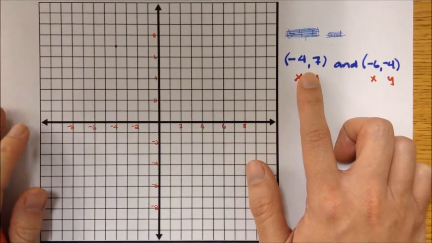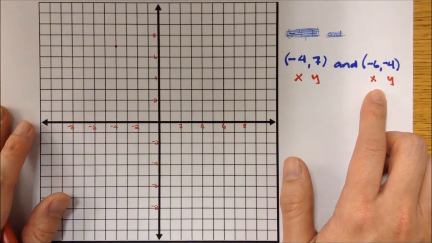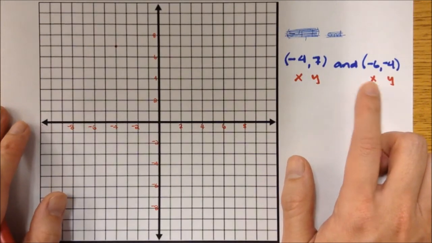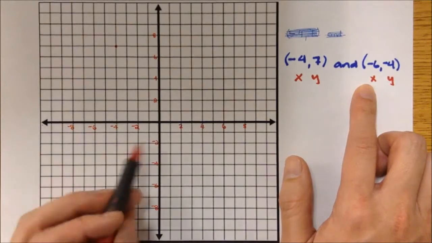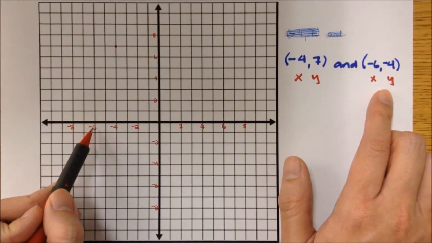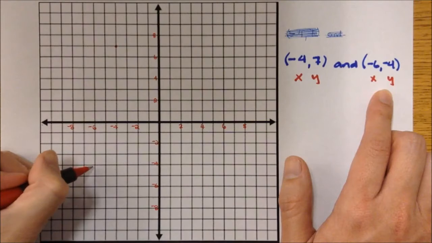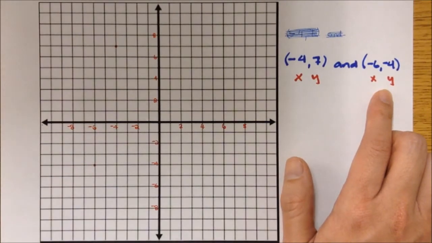And then the second one will be negative 6 and negative 4. Alright, so my negative 6, that's my x. So here's my negative 6, and then my y is negative 4, that means I'm going to go down here. So starting from the x-axis, negative 1, negative 2, negative 3, negative 4. So there's our second point.